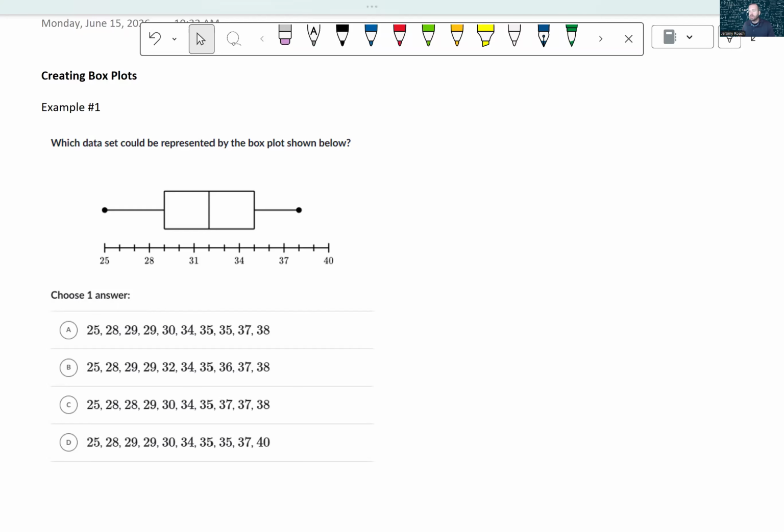This question actually is multiple questions in one, and I think it's a great question to start with. So it's asking us which of these data sets could be represented by this box plot. And so we have to analyze all four of these data sets in order to determine which of those four matches this graph or this box and whisker plot here.